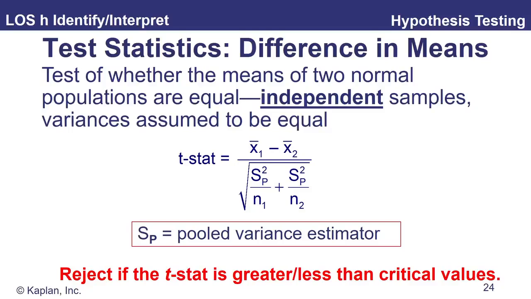Okay, now in order to calculate this, it looks a bit weird, doesn't it? It says Sp squared. Now Sp is our pooled standard deviation, or pooled variance estimator if we square it. Okay, remember we're assuming that both samples come from populations that have the same variance in this case.